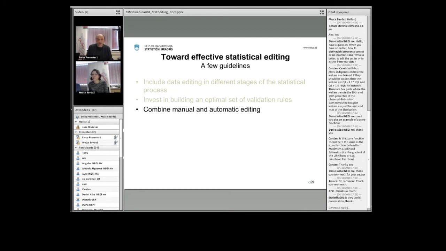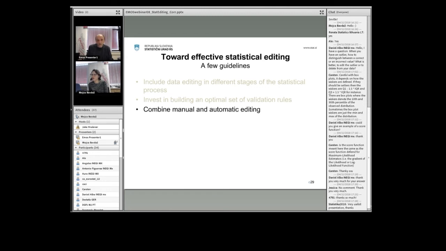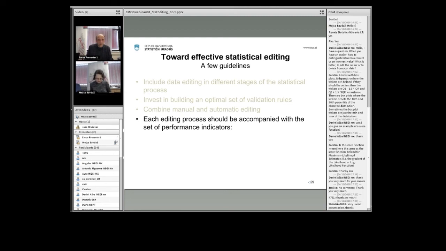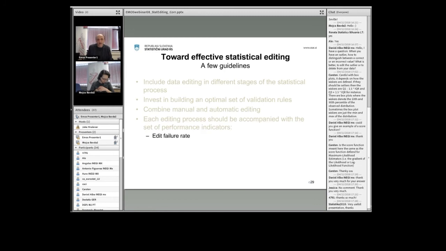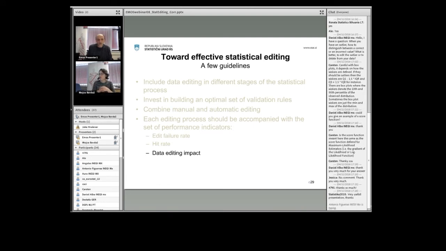Combine manual and automatic editing effectively. Don't be afraid of automatic editing. If it's wisely used, it can be very efficient if you introduce automatic editing in your process. And perhaps also one very important thing, especially if you have automatic editing, is that you calculate some key performance indicators, like three examples: edit failure rate, hit rate, and data editing impact. Perhaps this one is not so well known, so let me tell you what data editing impact is.